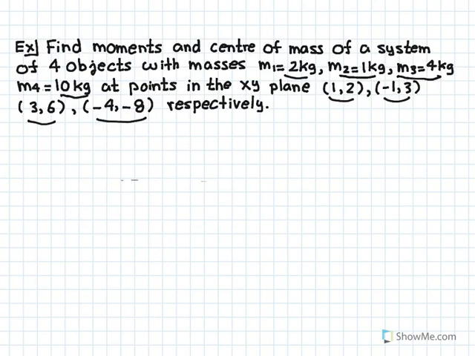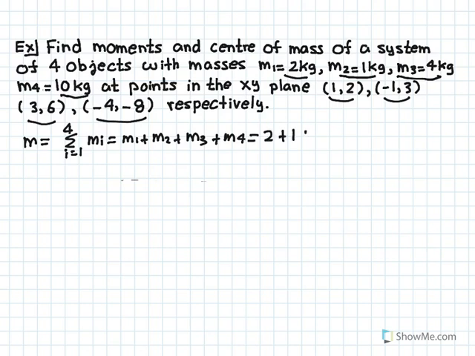All right, so let's apply the formula. The mass formula, that's easy. Mass is equal to summation i equals 1 to 4, because there are four objects, mi, that's equal to m1 plus m2 plus m3 plus m4. Summing up the masses, we get 2 plus 1 plus 4 plus 10. Add them up, we get 17 kilograms, units of mass.